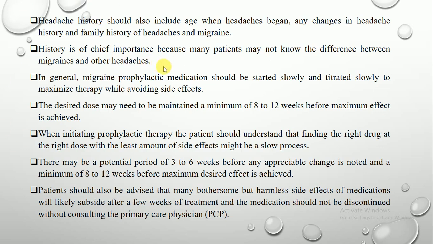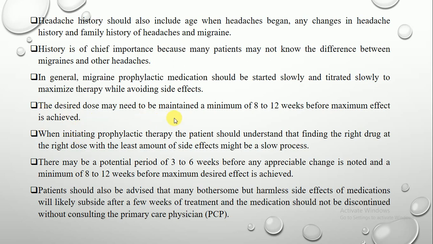In general, migraine prophylactic medication should be started slowly and then titrated slowly to maximize the therapy while avoiding the side effects. As I have already discussed in my previous lecture about side effects and adverse effects, you should take great care with ADRs, adverse drug reactions, because often there is overdosing, and because of overdosing adverse drug reactions are reported. In that case you should take precautionary measures. Prophylactic medication means treatment before the onset of an attack. It should be started slowly and then titrated slowly to maximize the therapy while avoiding the side effects. You must avoid the side effects.